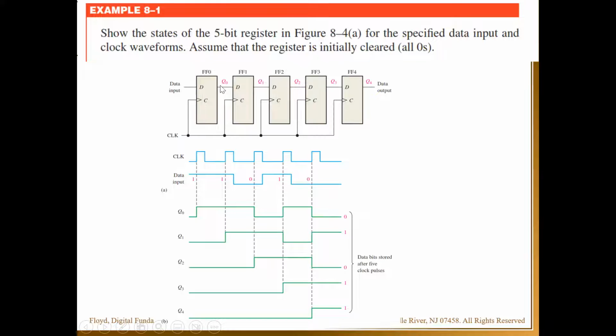This is the data in, this is Q0. Q0 is copied to Q1, but shifted 1 clock cycle. You can see the same thing, but shifted 1 clock cycle. Q2 is a copy of Q1, but shifted 1 clock cycle. Q3, copy of Q2, shifted 1 clock cycle. Q4, the same thing.